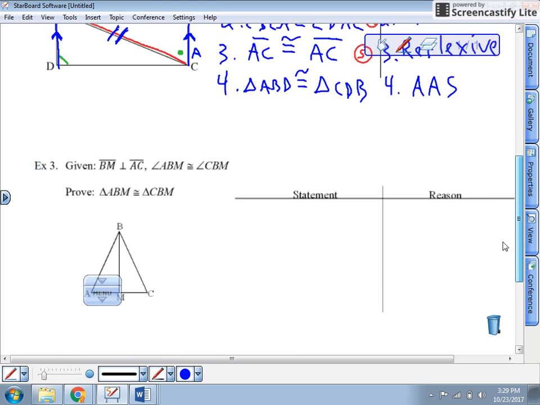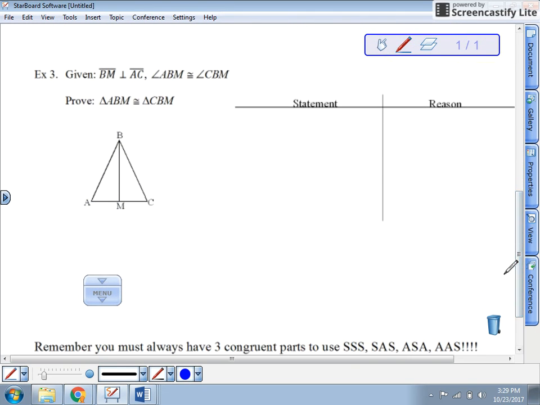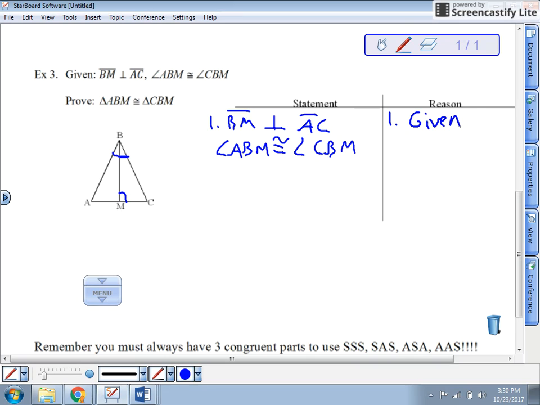Okay, let's take a look at one more. All right, the perpendicular. So we've got that extra step. So again, start with our givens. Segment BM is perpendicular to segment AC. So I'm going to put my little right angle symbol because that's what perpendicular means. And also, angle ABM is congruent to angle CBM. ABM, CBM, that's these angles right here. Those two angles are congruent. And what's our reason for both? Well, those are given. So they've only given us one congruent part, so I'm going to put a little A there. I've got one part.